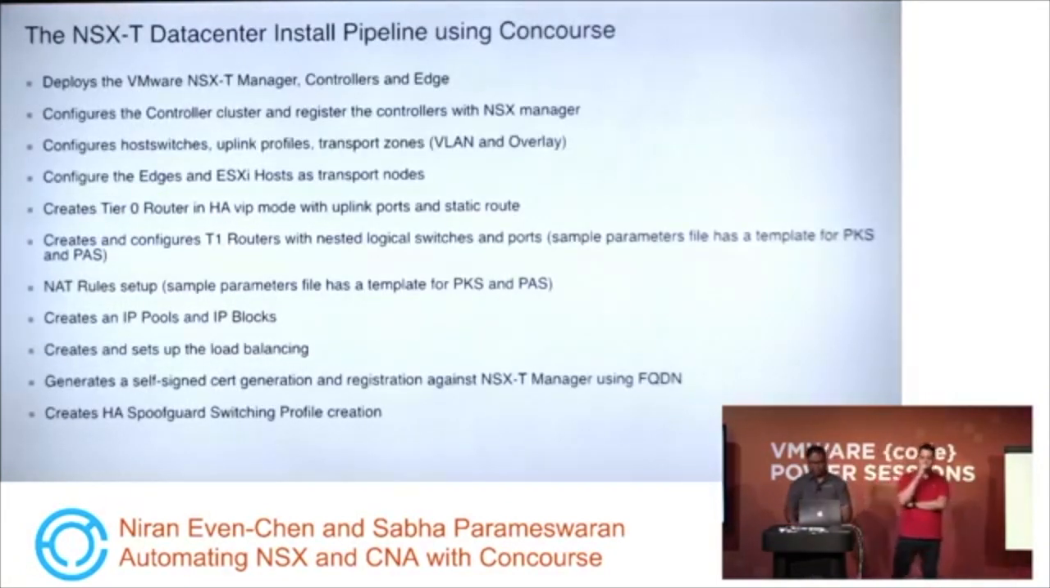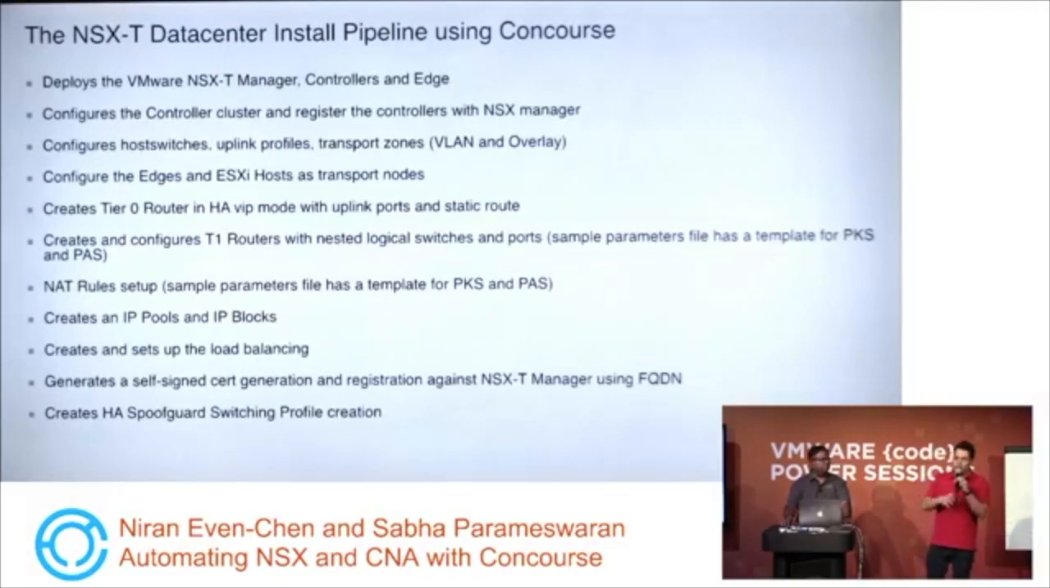So just to explain what this pipeline that we're building right now in the NSBU does. It does everything from 0 to 100, right? What we need to make stuff like PAS and PKS work on NSX-T is to take care of routing. That's one main thing that you need to do. We need to deploy the bits and tie it all together. So deploy the OVA, deploy the edges, deploy the controllers, make sure they all work together, and then deploy all the logical constructs that PAS or PKS will take advantage of.